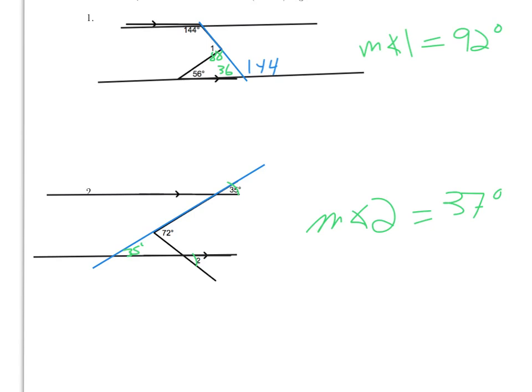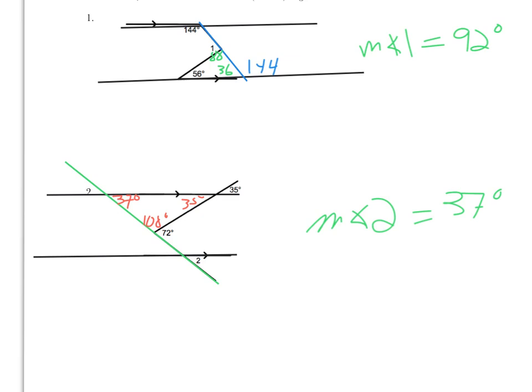Now keep in mind, if you did do it the other way, if I erased all of this, and extended the other transversal, again notice that we quite literally have the same problem. 35 degrees from the vertical, 108 from the linear pair, 37 degrees to make that triangle add up to 180. And notice that angle 2, this one right here that we're looking for, would be corresponding with that 37 degrees, and we're going to get the same answer.